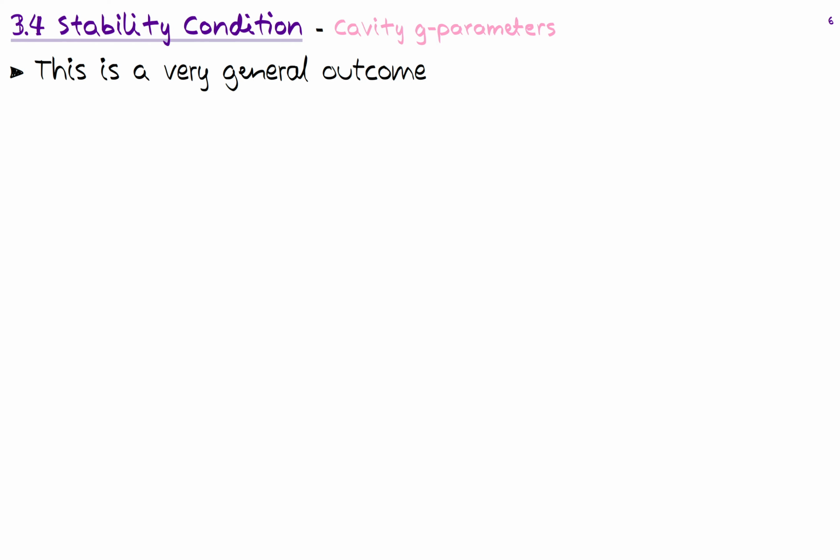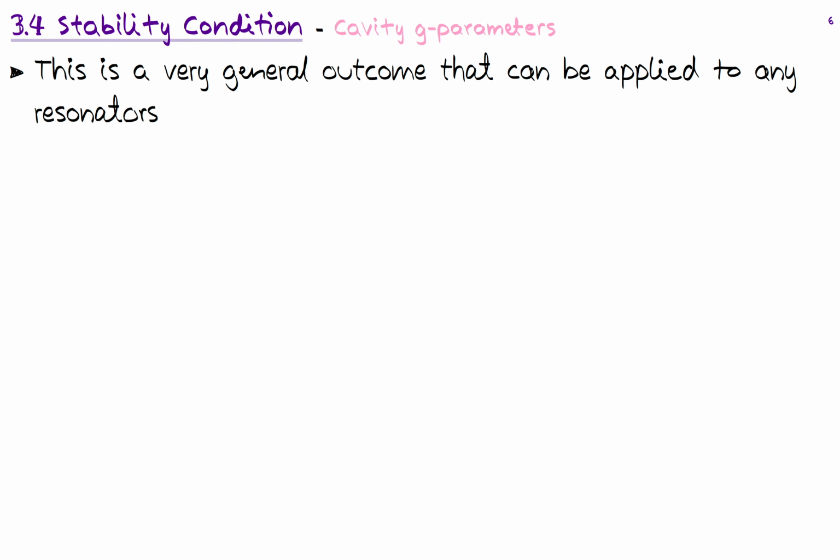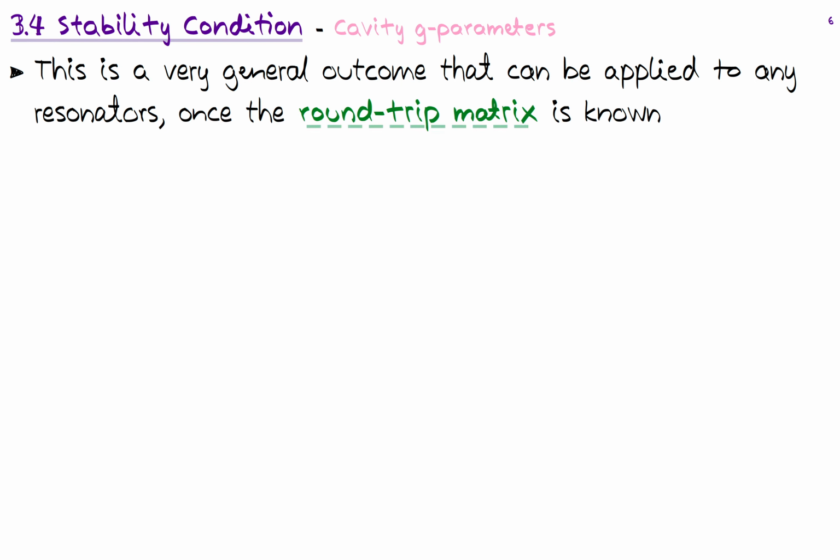A very general outcome of this is that we can apply this piece of mathematics to any resonator of interest. Once the round trip matrix has been calculated, we can calculate the nth round trip, and then we can see what the stability condition is for this kind of cavity.